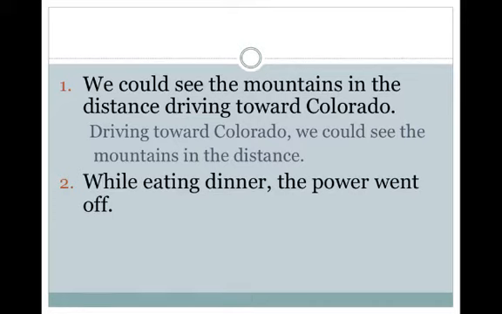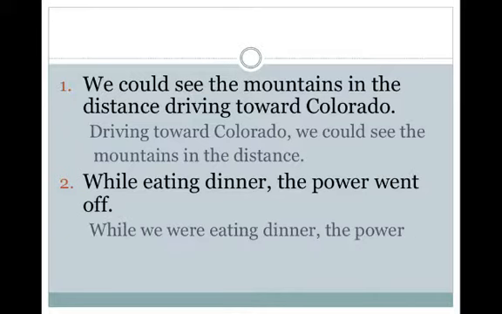Number 2, "While eating dinner, the power went off." This is a dangling modifier. We're not sure what "while eating dinner" is modifying. Instead, "While we were eating dinner, the power went off."